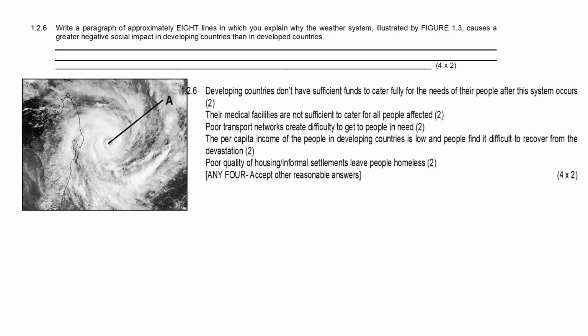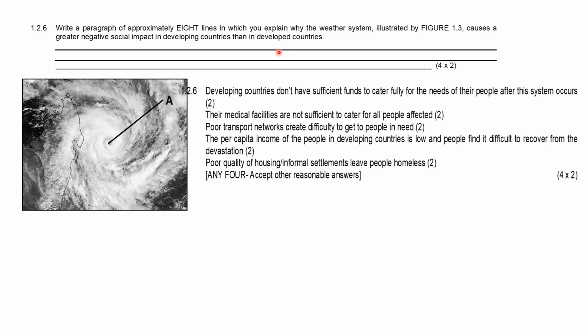1.2.6 says write a paragraph of approximately 8 lines in which you explain why the weather system illustrated in figure 1.3 causes a greater negative social impact on developing countries than in developed countries. Remember, our LEDCs, our developing countries, are poor countries which are found below the brand line. Our MEDCs are found north of our brand line. These are the rich countries.